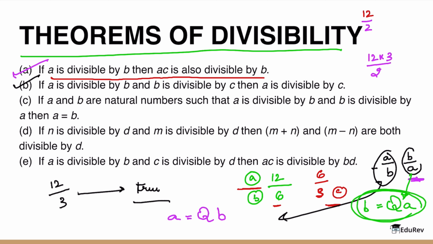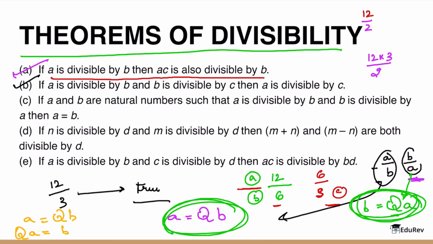Now if I see this equation and if I see this equation, can I compare the two and say, all right, A is equal to B because the quotient is 1? I can very well say that because I have two equations. The first equation is A equals QB and the second equation is Q times A equals B. Now this can only hold true when Q is 1. So that means C also holds true.